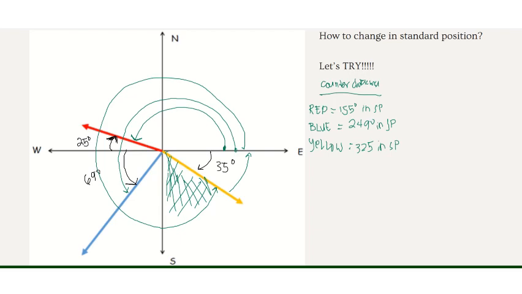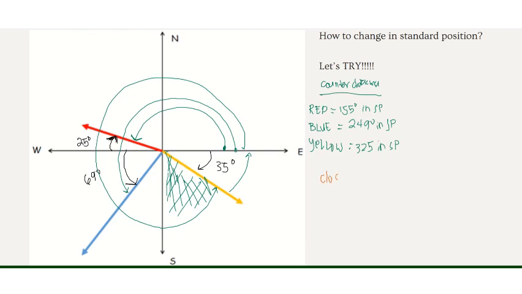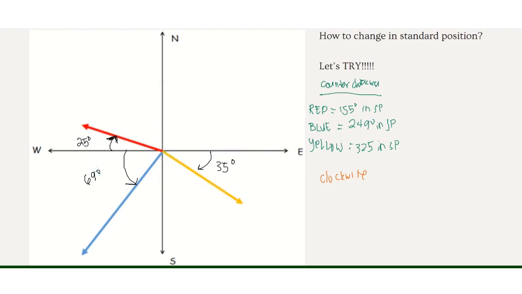Sige. Now, let's try naman, paano naman kung ang gagawin natin is clockwise. Okay? How will it differ? Okay? Paano siya magiging different? So, let's erase this first. Teka, I'll just pause this. Okay. Let's try yung clockwise na direction naman. So, from the east, 35. From standard position, yung yellow natin ay negative 35 degrees in SP or standard position.